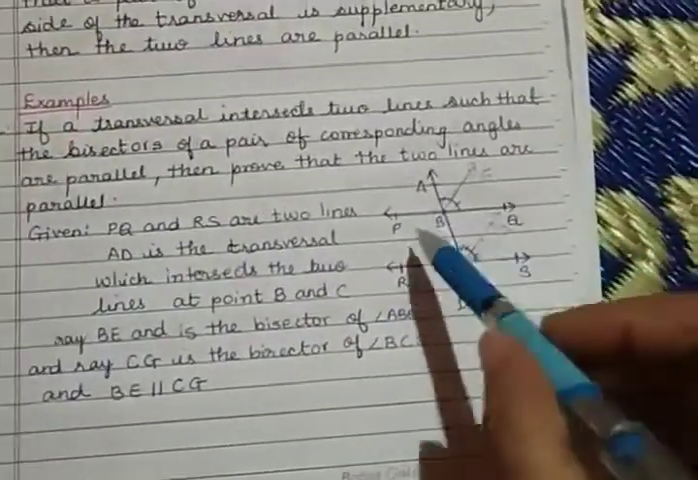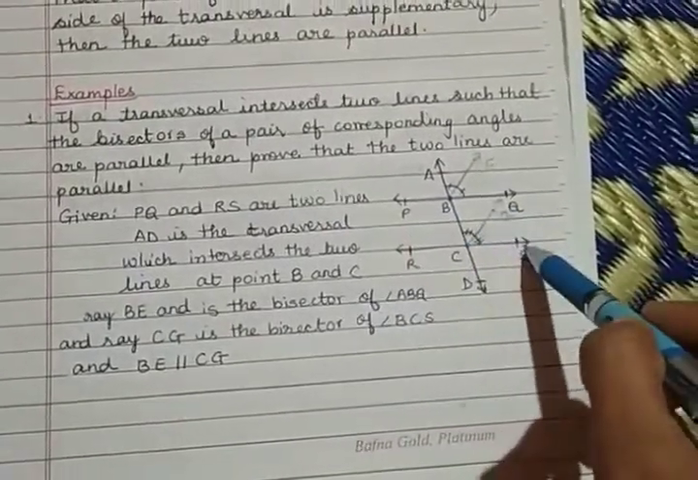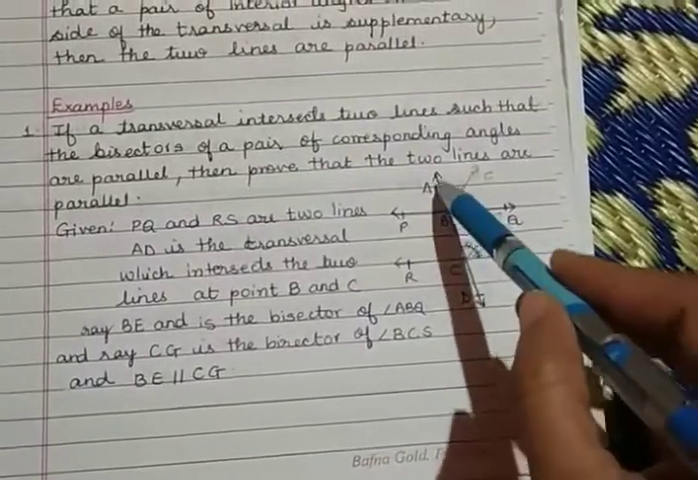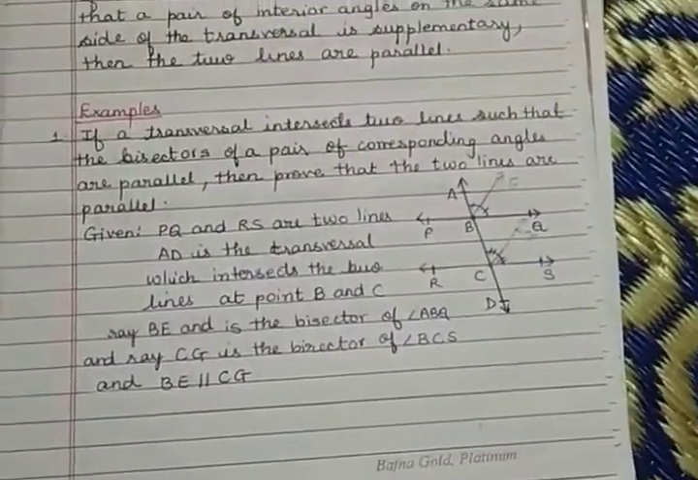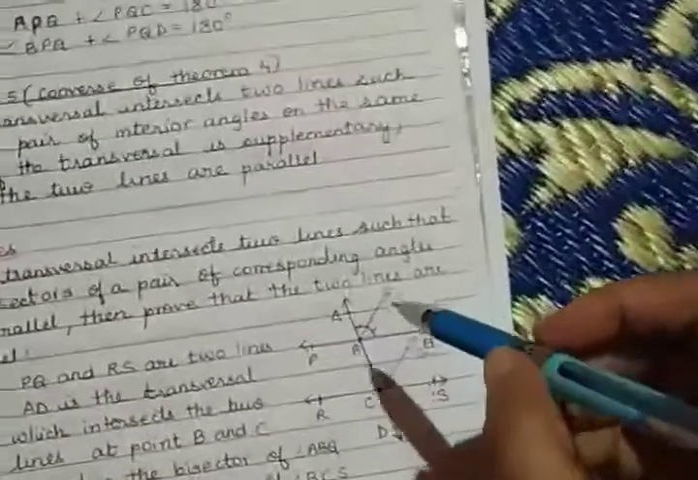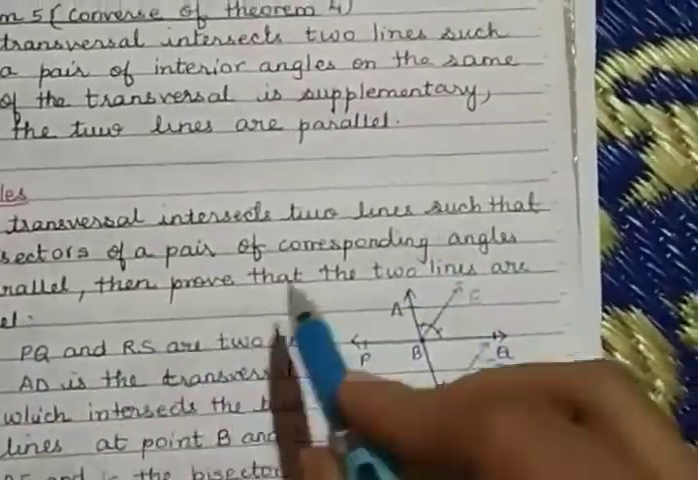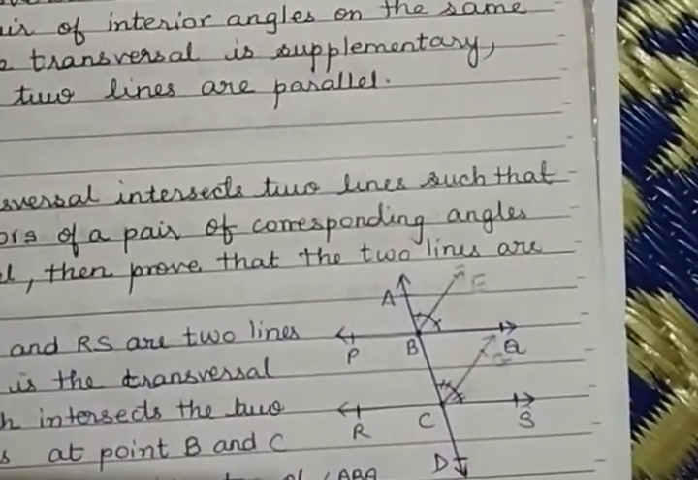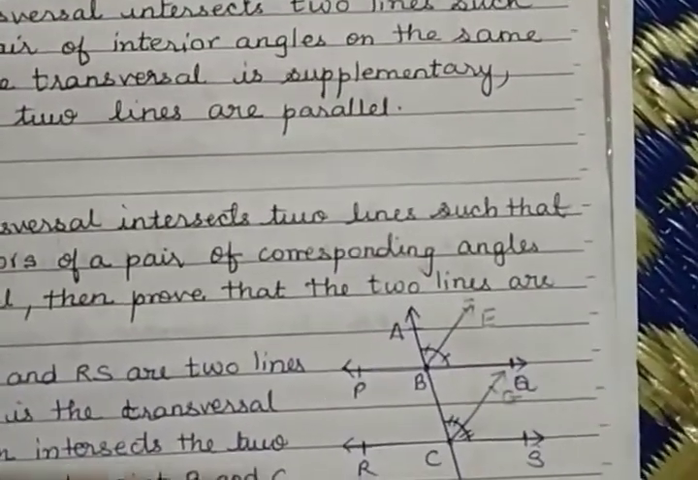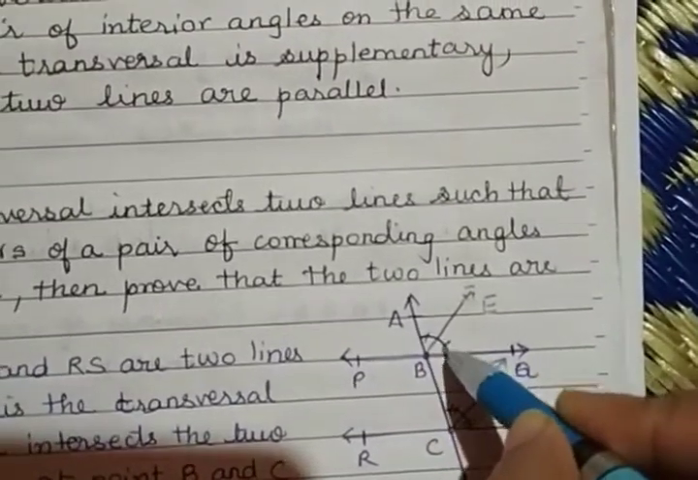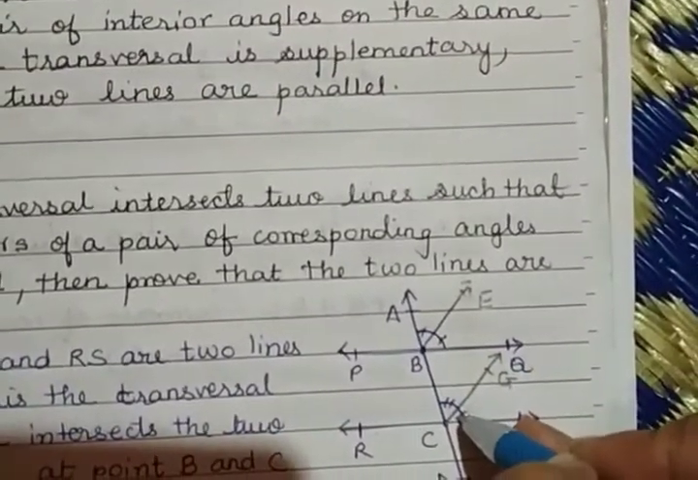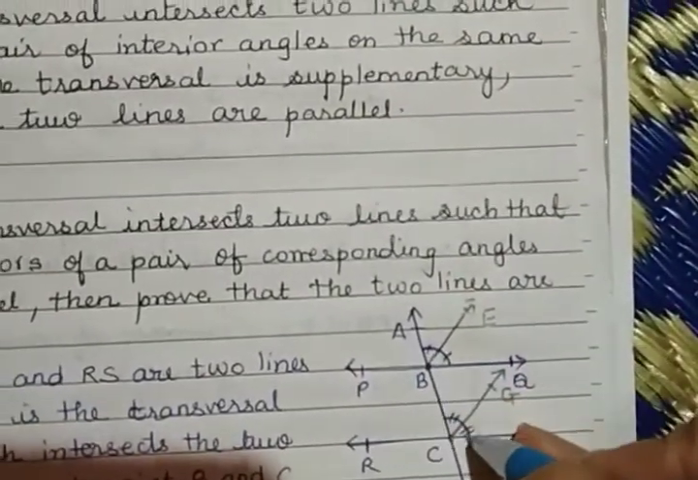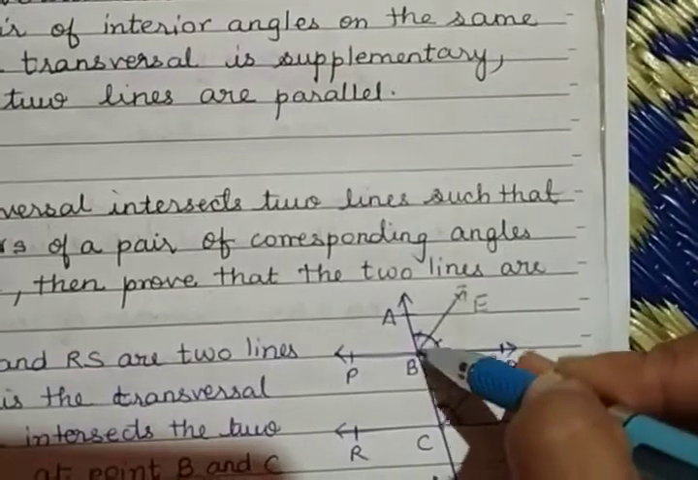Okay, it says that there are two lines PQ and RS, and there is a transversal which intersects the two lines. So let AB be the transversal. Then it says that there is a pair of bisectors of corresponding angles. Which are the corresponding angles? If I take these, this is a pair of corresponding angles, and this is a bisector.